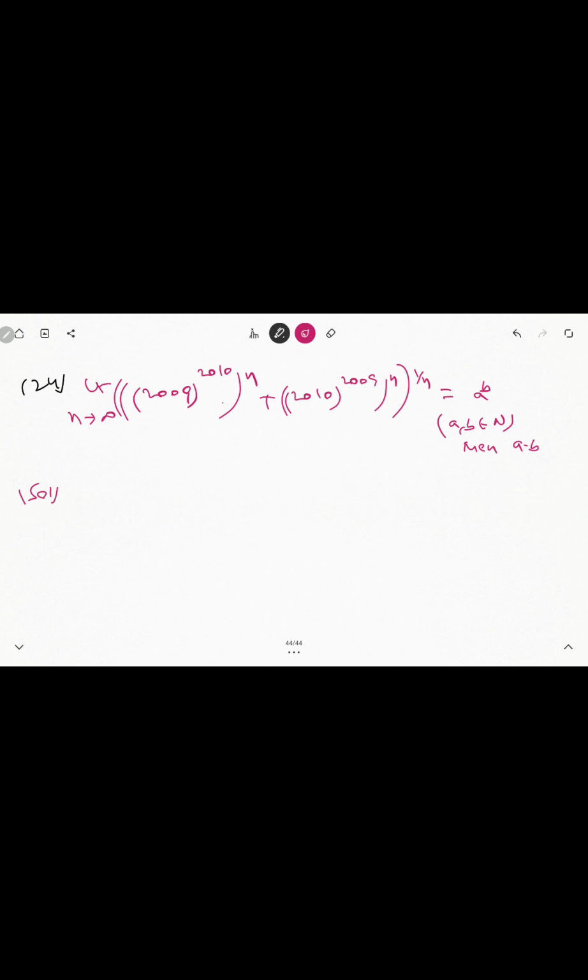So look at this problem. Limit n goes to infinity, (2009 power 2010 whole power n plus 2010 power 2009 power n again whole) to the power of 1 by n is equal to a to the power of b. B belongs to natural numbers. Then find a minus b. Options are 2009, 1, minus 1 and 0.